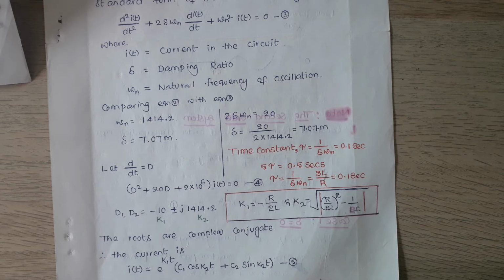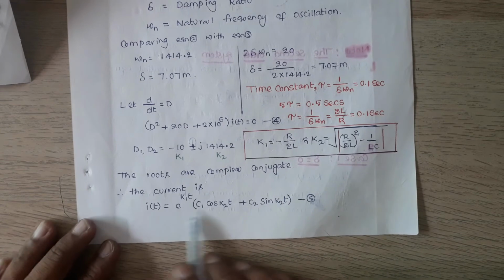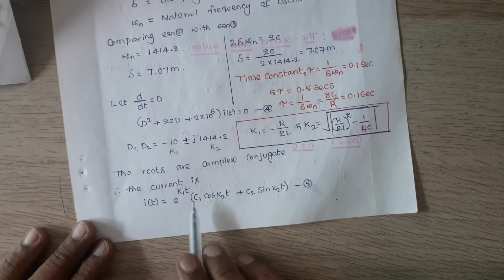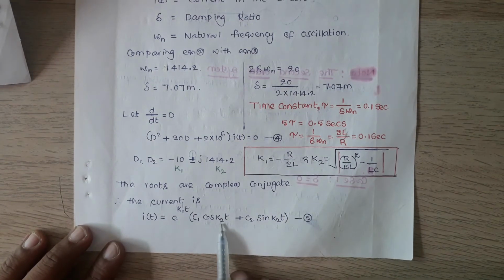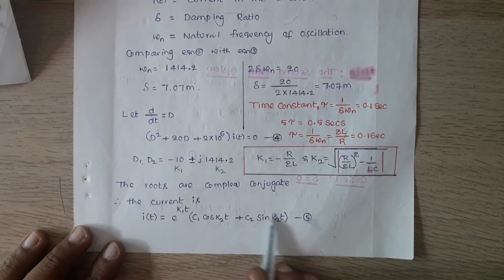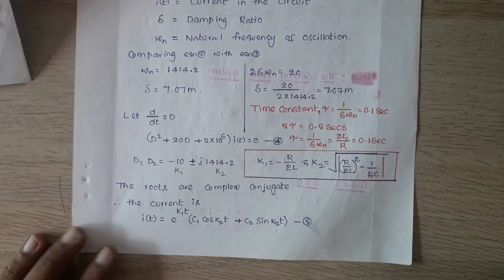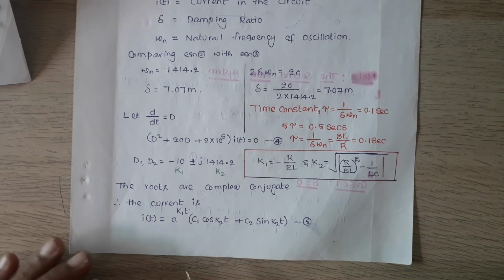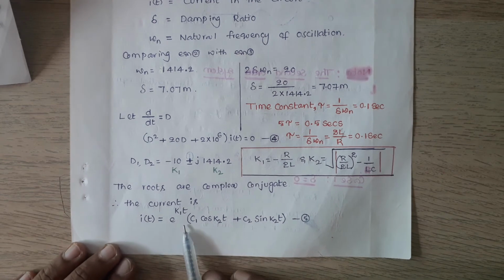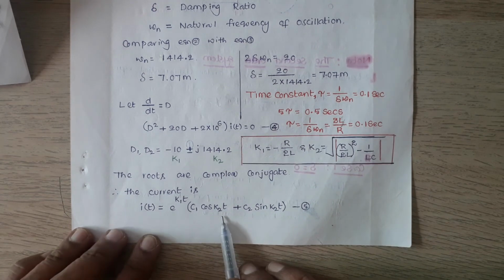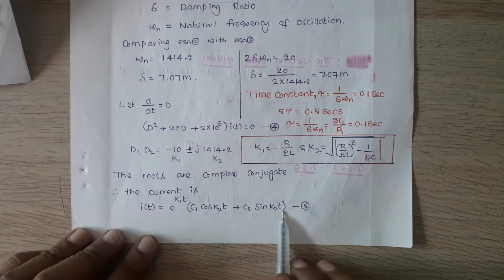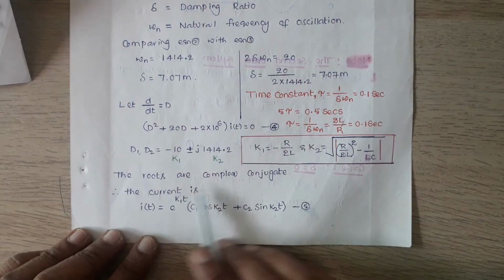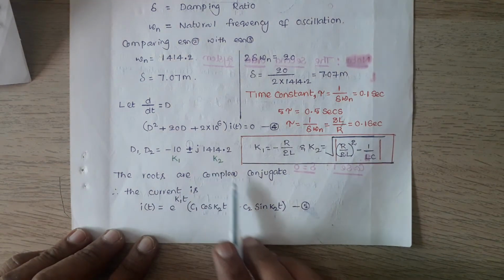So the expression for the current is I(t) equal to e^(k1 t) times (c1 cos k2 t plus c2 sin k2 t). This is the mathematical expression for this case. When roots are complex conjugate, the response is an underdamped response and the expression for the current is I(t) equal to e^(k1 t) (c1 cos k2 t plus c2 sin k2 t). Here k1 is minus 10 and k2 is 1414.2.